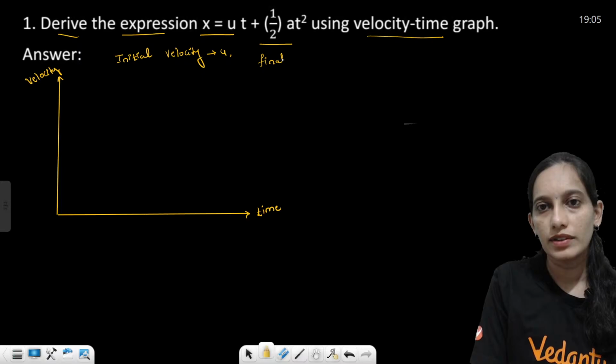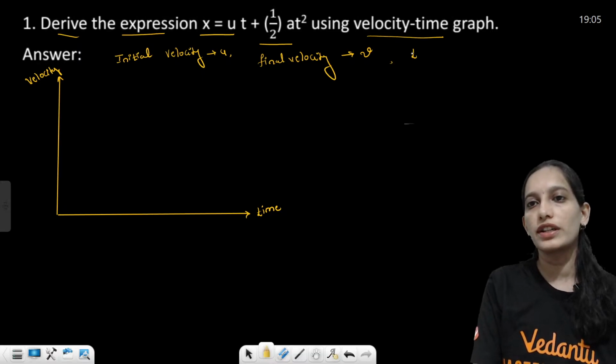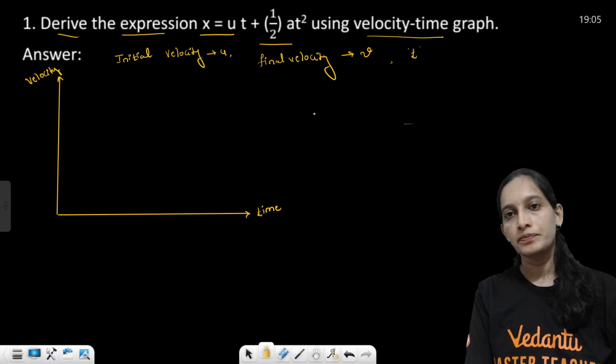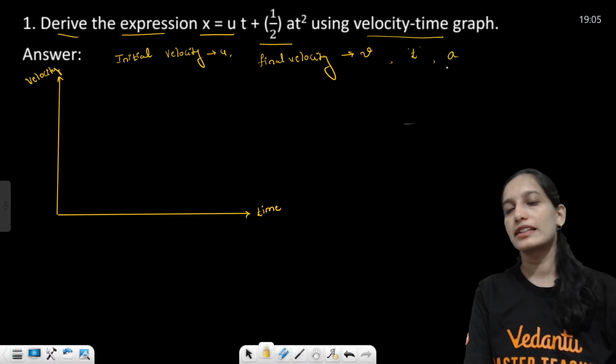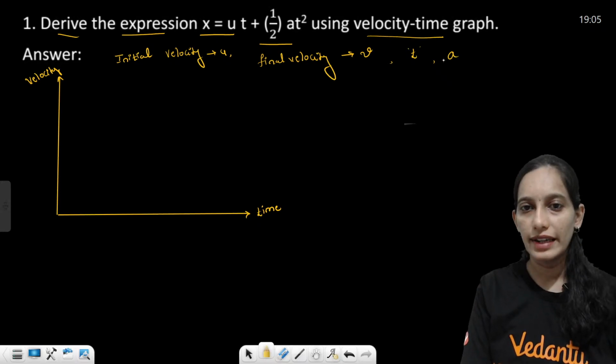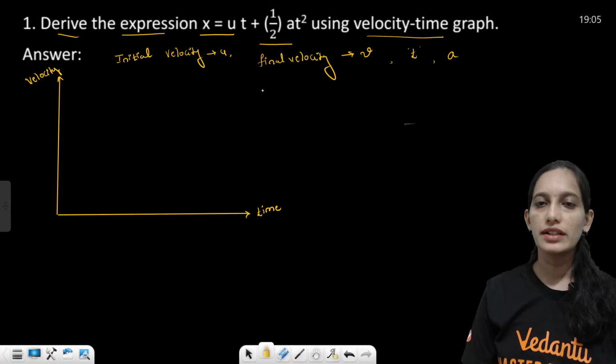Final velocity I'm taking as v, in the time interval of t, 0 to t seconds I can say. And the particle is uniformly accelerated with an acceleration a. So these are our usual assumptions in this kinematic equation derivation.